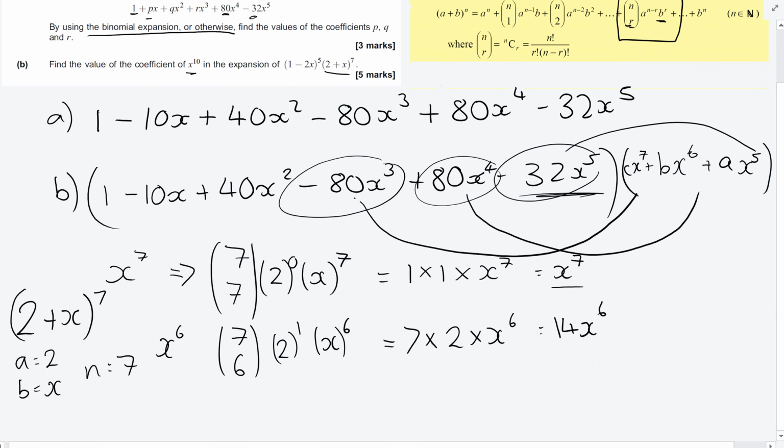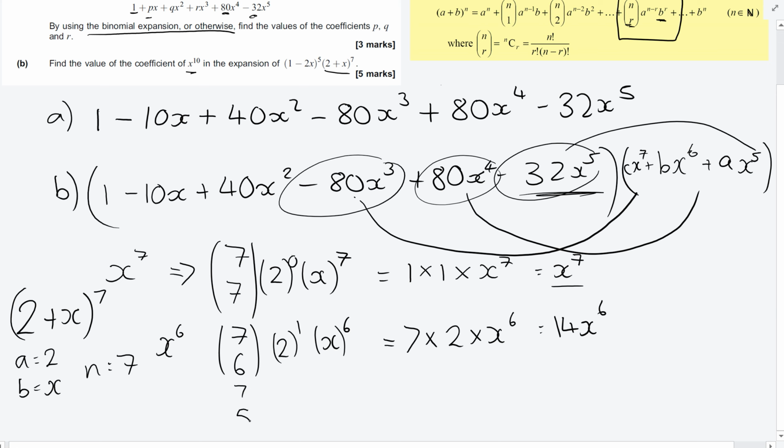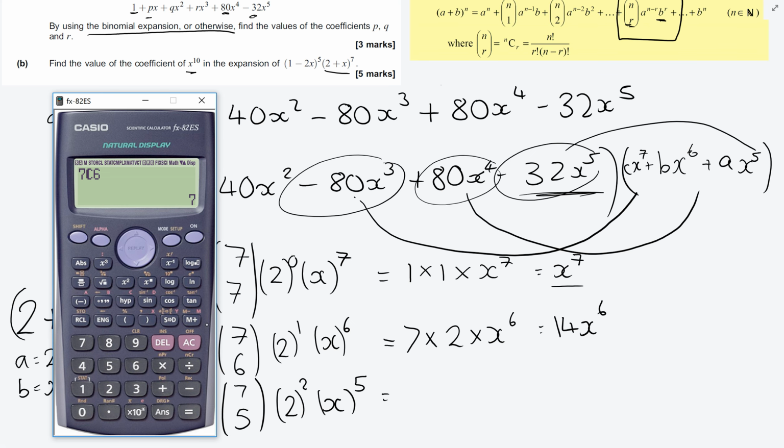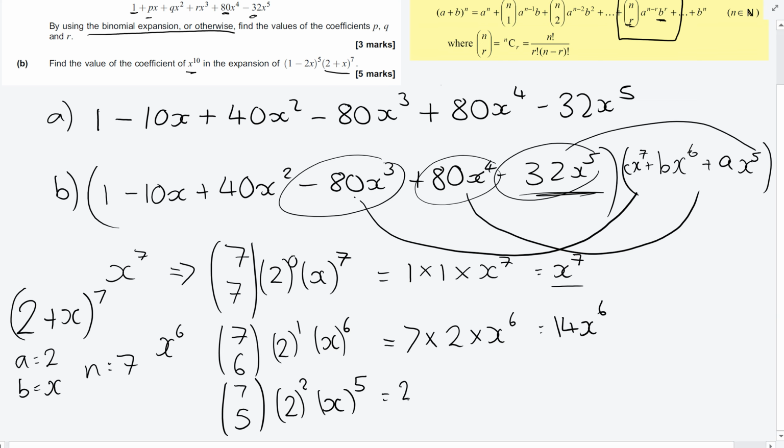And then the final one, just give myself a bit more space, 7 choose 5. If you've spotted the pattern here, we want x to the 5, which is where I got the 5 from down here. 5 plus what is 7? 5 plus 2 is 7. So I'm going to be doing 7 choose 5. Oops. Just go back in there. 7 choose 5 is 21, times by 2 squared, which is 4, times by x to the 5. So 21 times by 4 is 84 x to the 5.